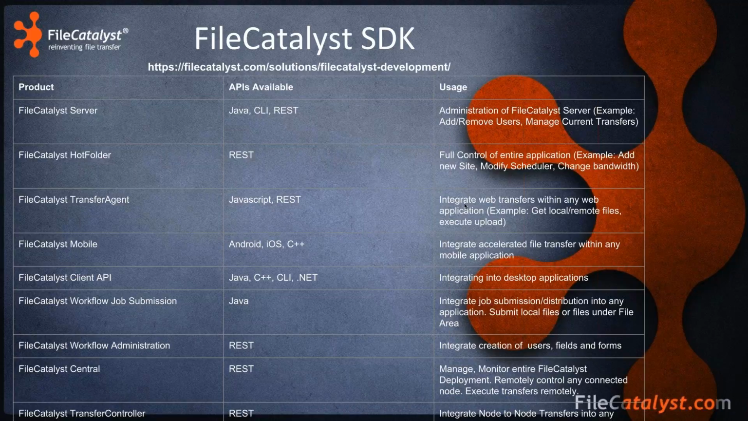For the FileCatalyst server, we have a Java API, a CLI, as well as a REST API. You can use this to integrate any of the administrative functionality within your own application, such as creating one-time accounts, or accounts on the fly, for users to submit files into and then delete those accounts. The FileCatalyst HotFolder has a full REST API, and you can control pretty much any aspect of that HotFolder using REST.